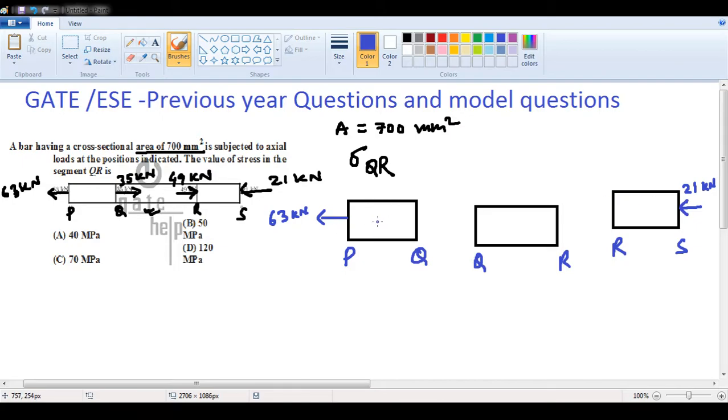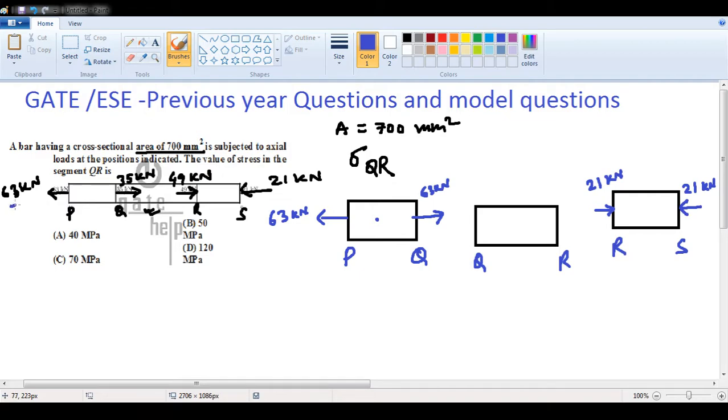So what you have to do is, first section PQ: if one side is tensile, by default the other side will also be tensile. So keep it as it is, 63 kilonewton. Now if you go to the last section RS, at the end there is a compression of 21 kilonewton. So obviously the other side will also be compression with 21 kilonewton. Correct or not?